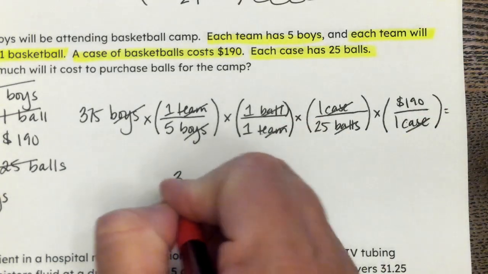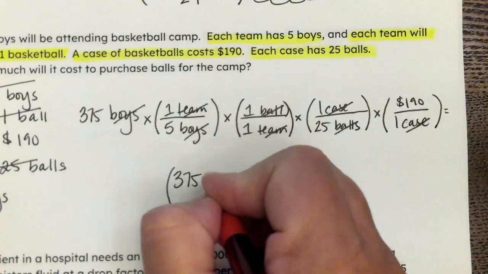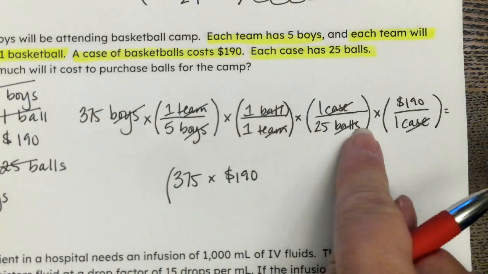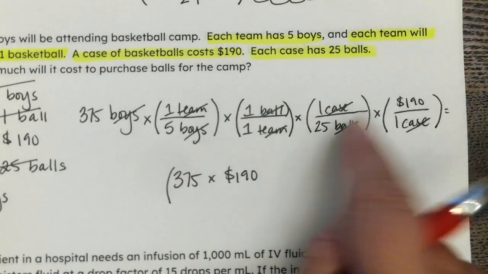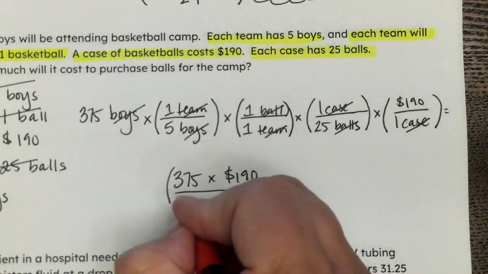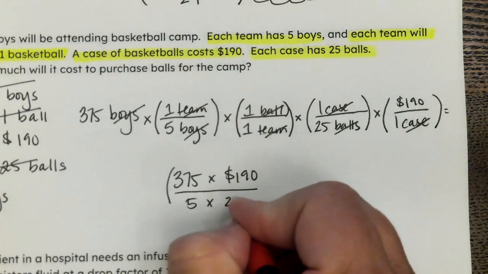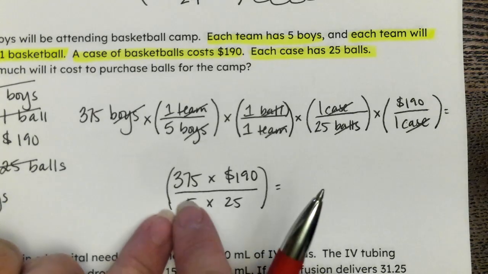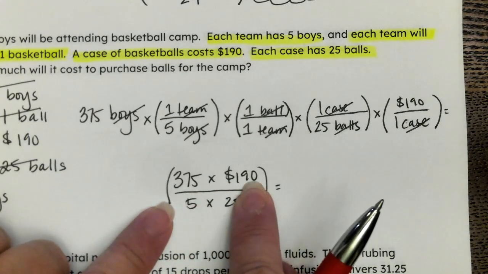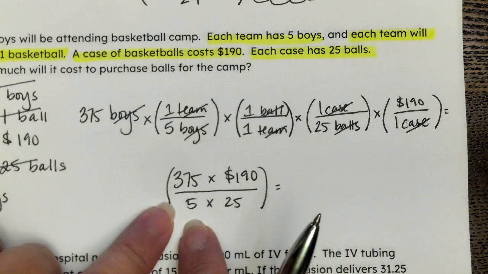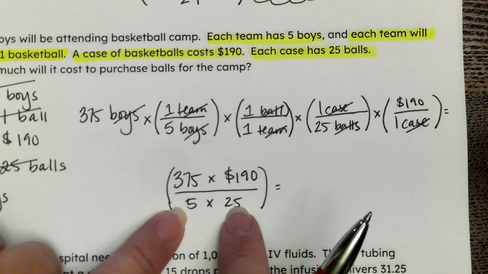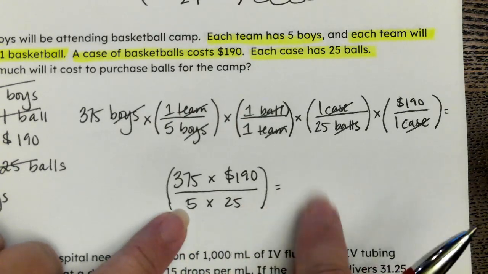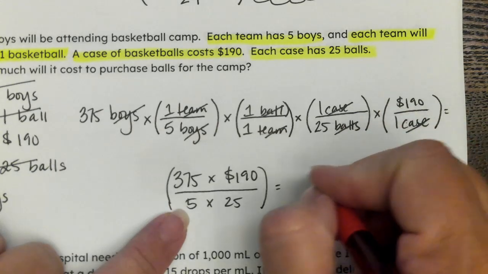Remember, I'm going to leave all the ones out because they're not necessary. So in my calculator, I'm going to put 375 times 190, divided by the product of what's on the bottom. So that's going to be divided by 5 times 25. I need to do in my calculator 375 times 190, get that answer, divide that by 5, and I could put in parentheses divided by 5 times 25, or I could say divided by 5 and then divided by 25 again.